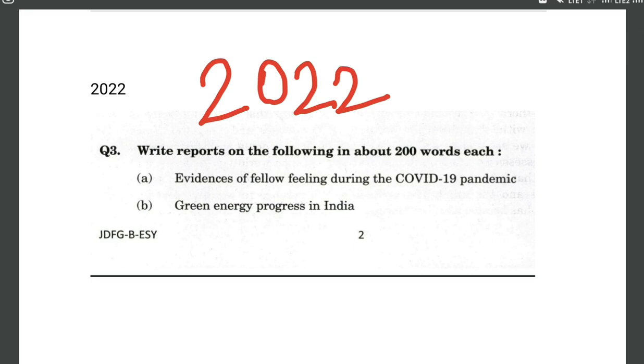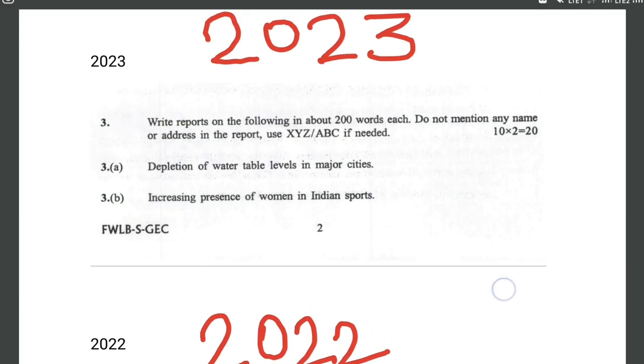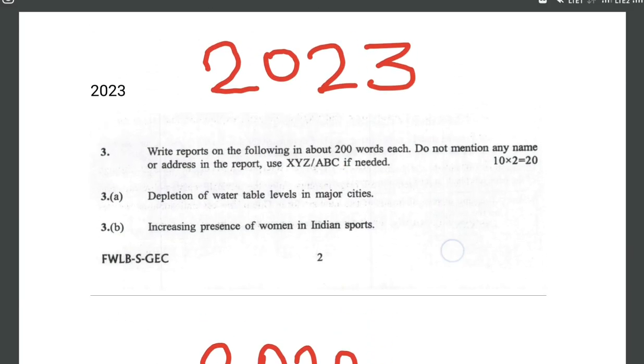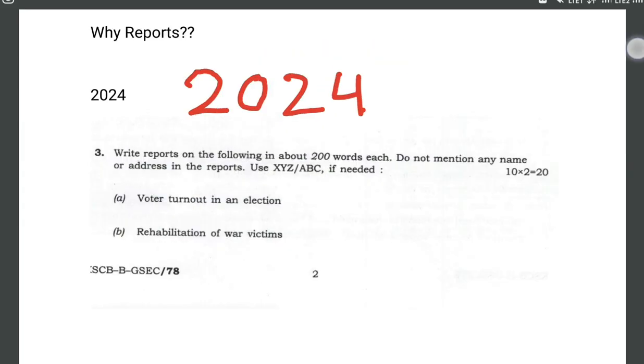So these questions were asked in 2022 and these were asked in 2023. If we see the difference here, in 2023 it is clearly mentioned that you do not have to mention any name or address in the report. So this is the first don't we should keep in our mind, that we don't have to mention your name or your address while writing your report.